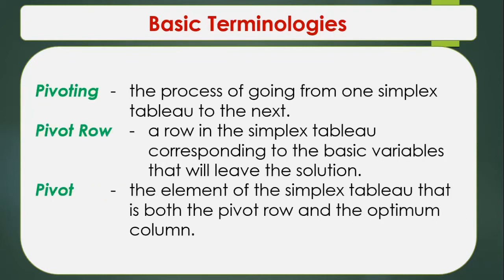And if we say pivoting, this is the process of going from one simplex tableau or table to the next tableau or table. And next we have pivot row. What is meant by pivot row? It is a row in the simplex tableau or table corresponding to the basic variables that will leave the solution. And finally, we have pivot. And pivot is the element of the simplex tableau or table that is both the pivot row and the optimum column.